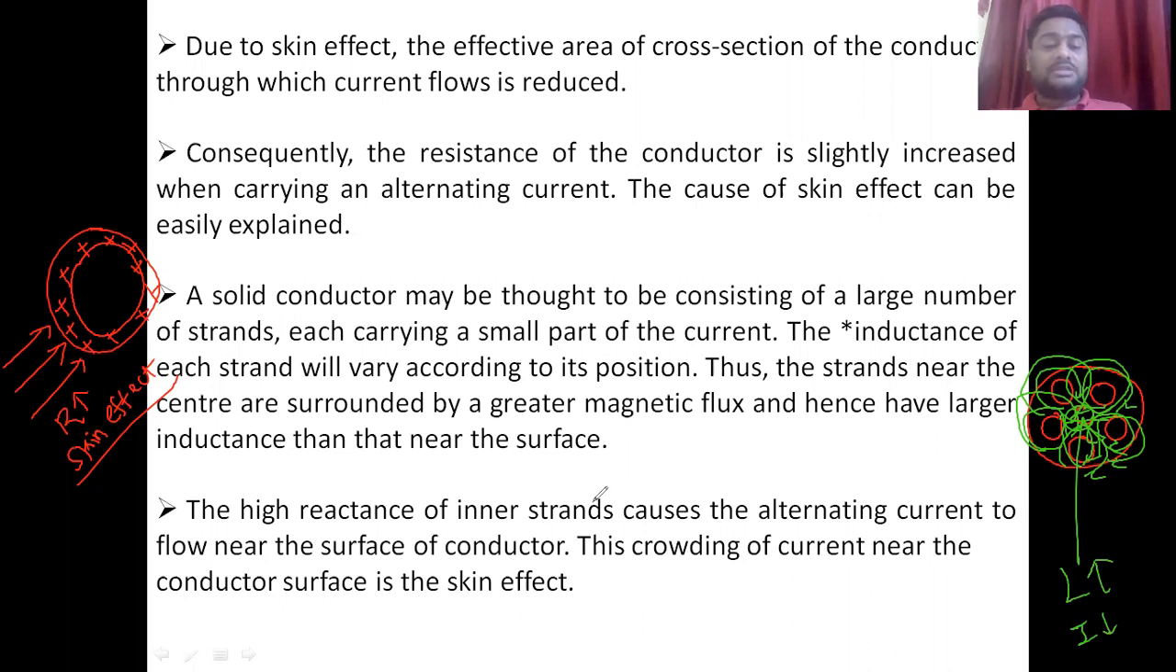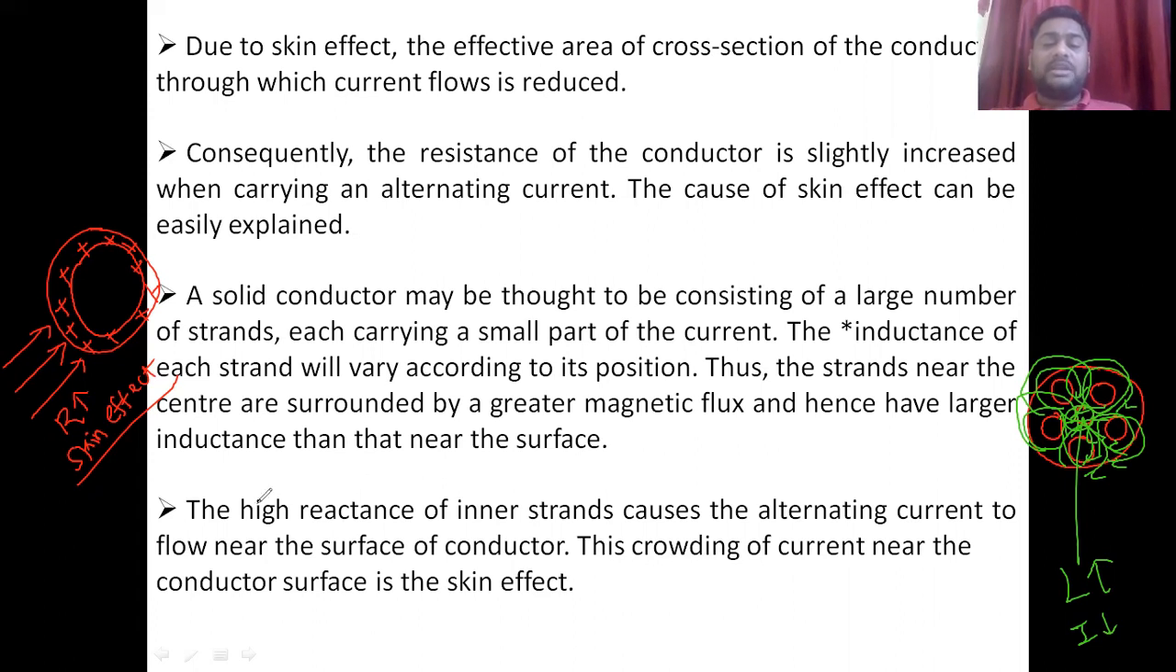The high reactance of the inner strands causes the alternating current to flow near the surface of the conductor. This crowding of the current near the conductor surface is the skin effect. So the crowding of current near the surface of the conductor, or current flowing near the surface, is called the skin effect.